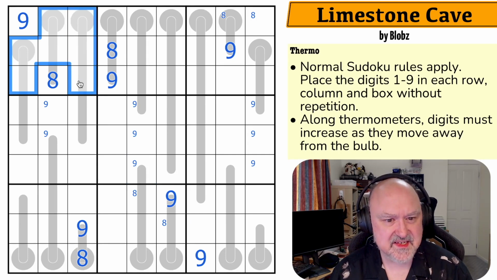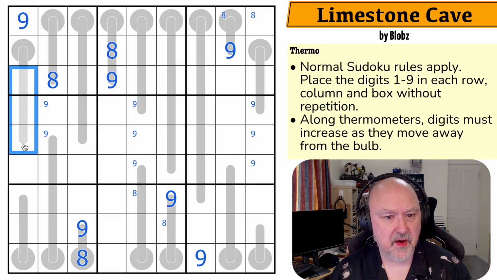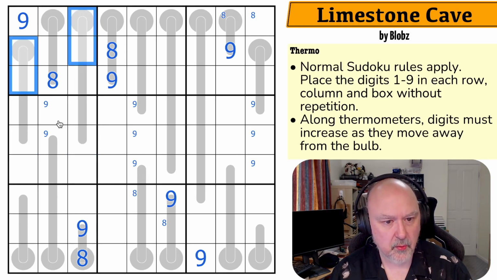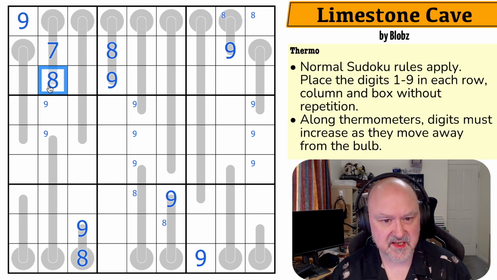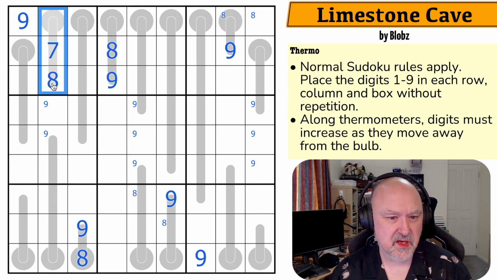So where can 7 go in this box? Now, 7 can't go here. I'd need to go 8, 9. 7 can't go here. I'd need to go 8, 9. And 7 can't go lower than that. So 7 has to be in one of those 2. So that makes this the 7 because I can't put anything between 7 and 8. Should I continue that logic?